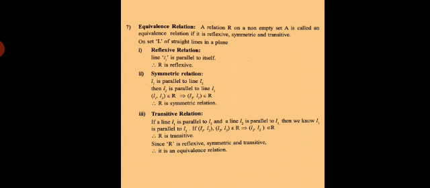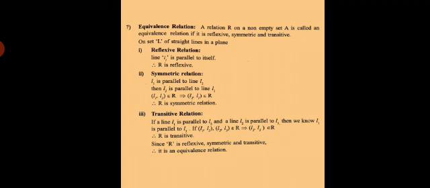And second one, consider two lines from the set L of straight lines in a plane. So, L1 is parallel to L2, then obviously L2 is also parallel to L1. If both the lines are parallel to each other, then it makes a symmetric relation. (L1, L2) belongs to relation R implies (L2, L1) belongs to R. Hence, R is a symmetric relation.